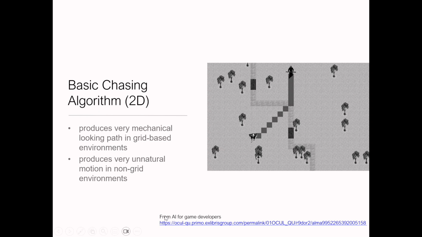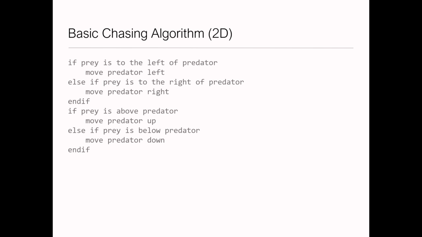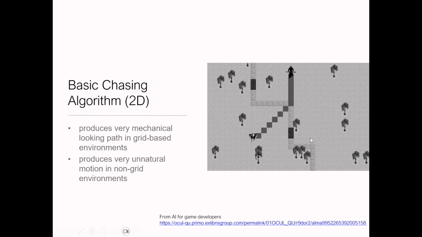There's a link here to a book in the library. It's called AI for Game Developers. And you can find this picture and a description of the algorithm in that book if you need it. The description is not very complicated, so you probably don't need it. All right, so there's your basic chasing algorithm in 2D.